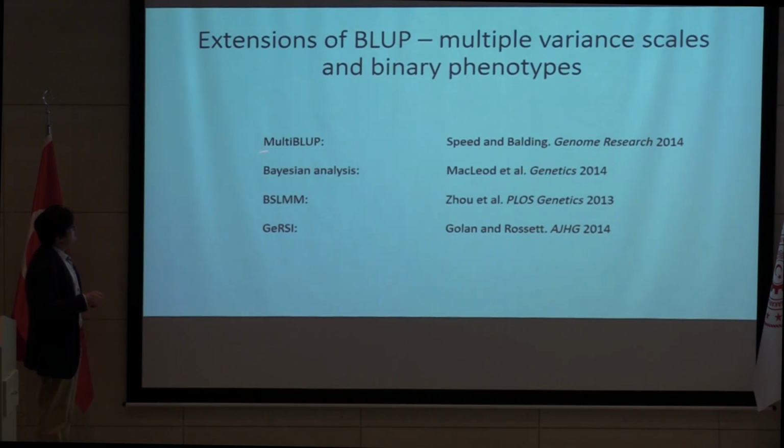A bunch of people extended ideas of BLUP, going to Bayesian. There's a very interesting method, BSLMM, which goes into lasso in one limit and into the random effect model in the other, and so forth.